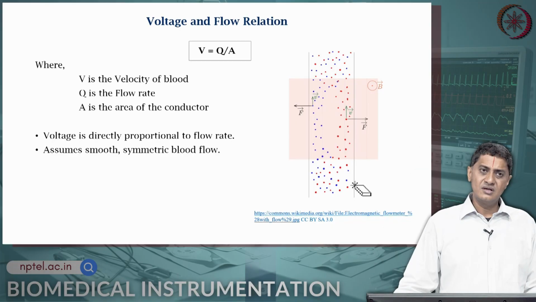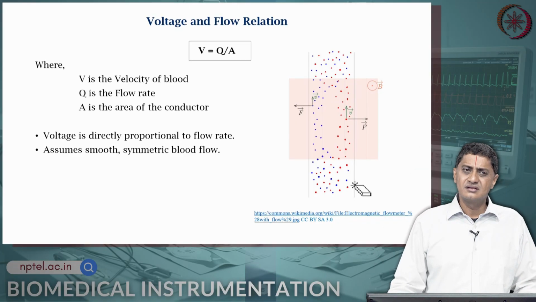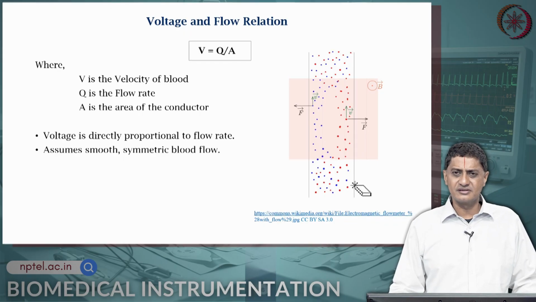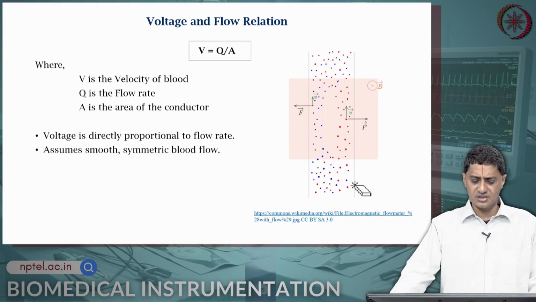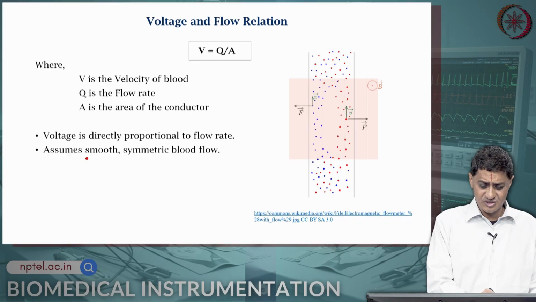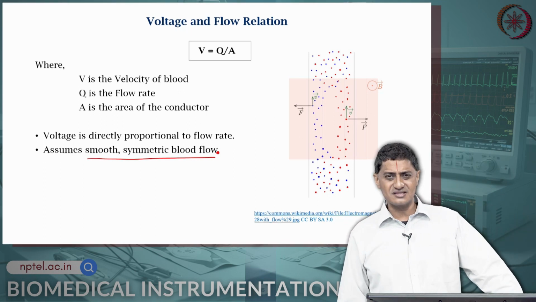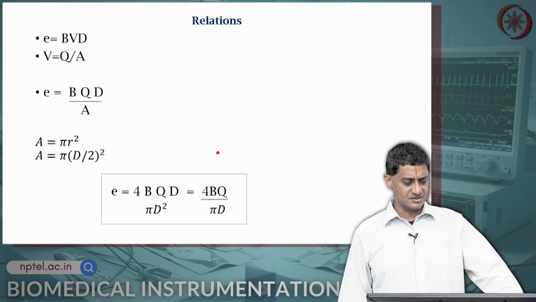Okay. Now, velocity is essentially the flow rate divided by the area of the conductor, the area within which this flow is happening. So, the voltage is directly proportional to the flow rate, but then I am assuming several things. I am assuming smooth symmetric flow. This is rarely the case. So, there are several assumptions, that is okay, but still it might have some specific applications in this field.